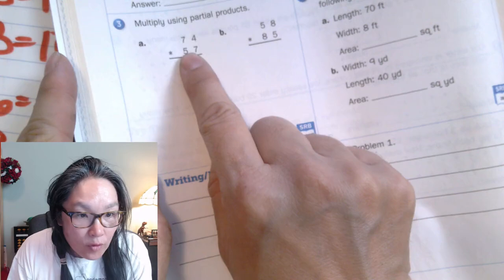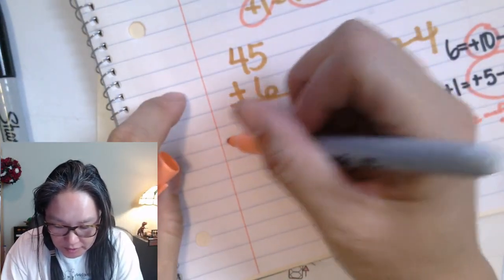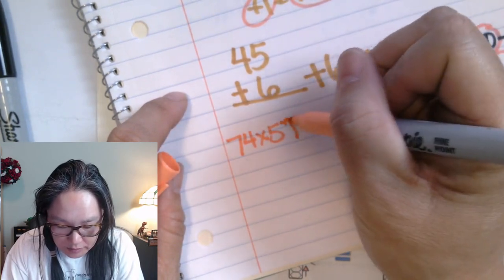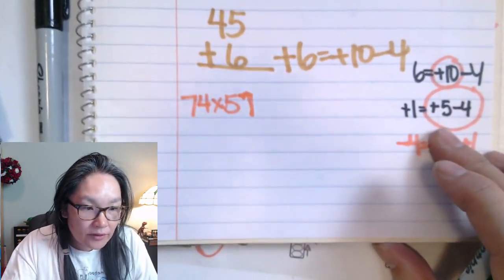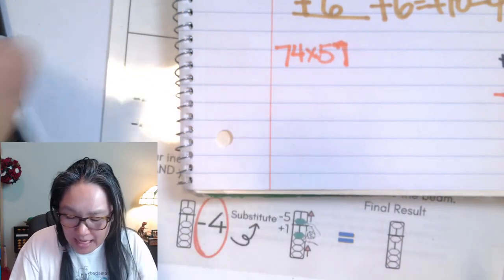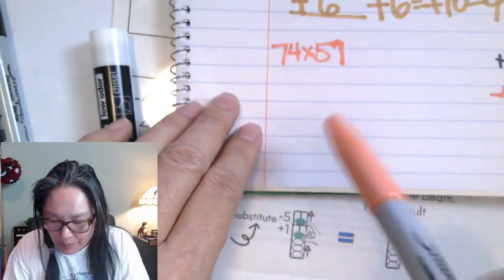So here's the question. 74 times 57. All right, so 74 times 57. Yeah, I think so too, Hep. Elegant solution. It's so amazing how simple it is and yet powerful.